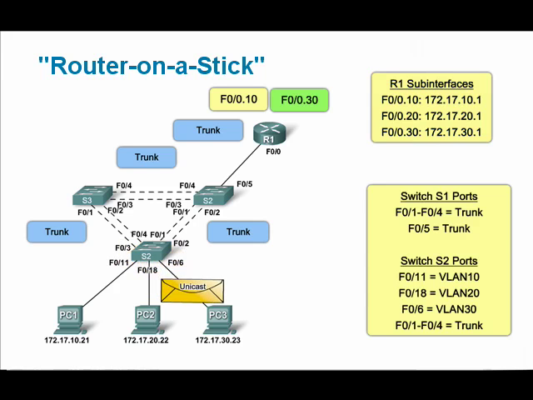Another option for inter-VLAN routing is to employ a Layer 3 switch to complete the routing function, but this is beyond the scope of this presentation.